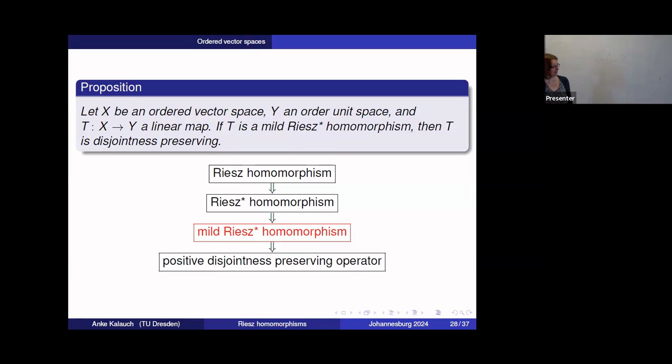So these mild V stars, these new objects, where we only use 2 elements for the definition and not finitely many, fit in between Riesz homomorphisms and positive disjoint preserving. And all of those are distinct.